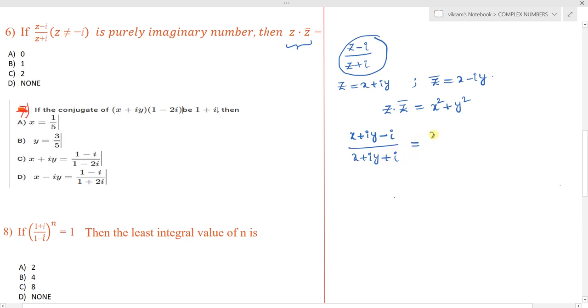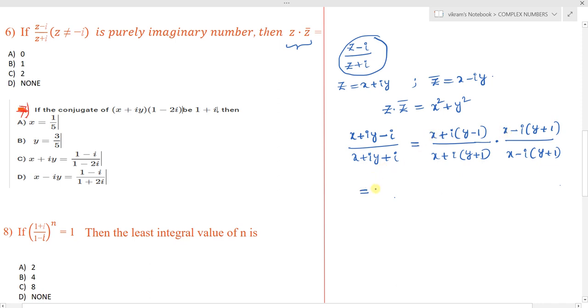If I separate the real and imaginary parts, I can write it as x plus iota times (y minus 1) by x plus iota times (y plus 1). It is like a complex number division. Simply rationalize with the conjugate of the denominator, that is, multiply by x minus i into (y plus 1) in both numerator and denominator. If we simplify this, what will we get?